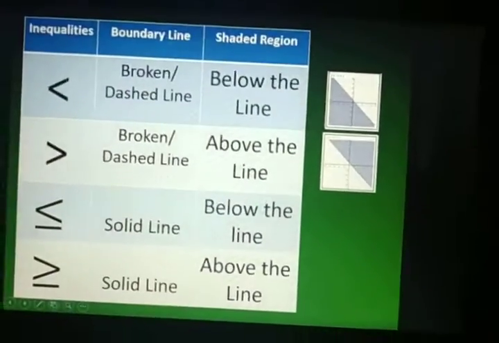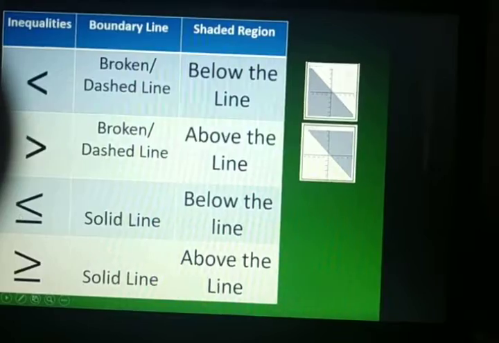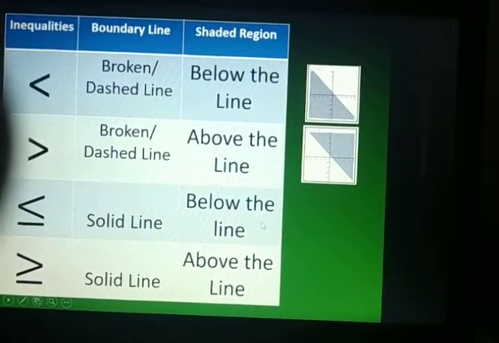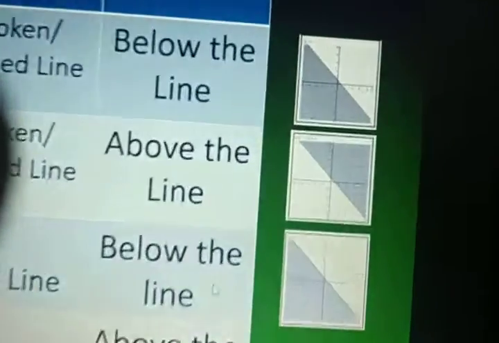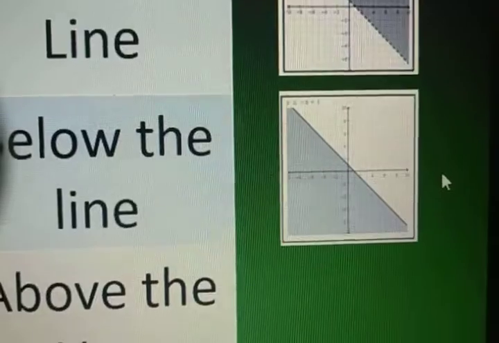There. Summary lang na. Next, if we have less than or equal to, the boundary line is solid line, but the shaded region is below the line. Less than mo. It looks like that. There. Na narisa sa dalo mo.